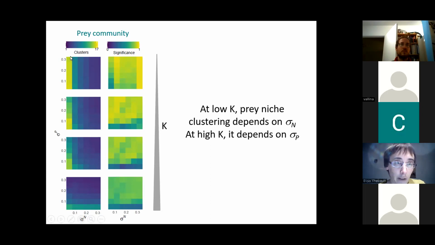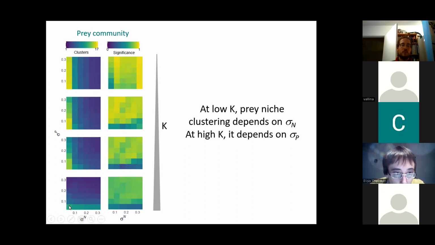When we are at low productivity, at low K on the top here, you can find that it's mainly the niche width for competition, sigma n, that determines the number of clusters. When you have a very small niche width, meaning that there is little overlap in resource use of prey species, you have more clusters than when you go to high values of sigma n.